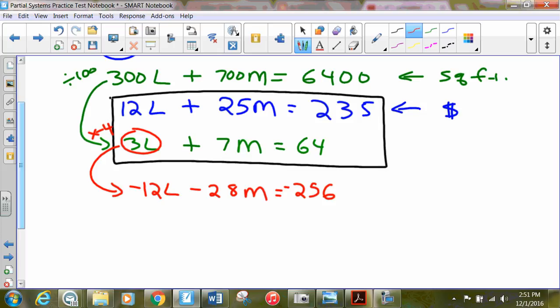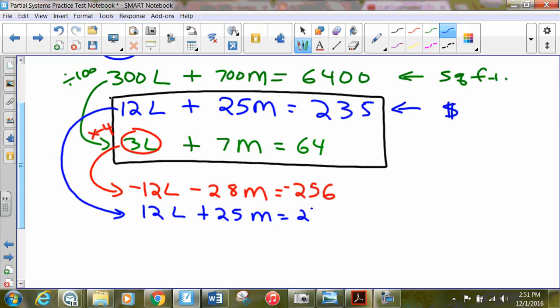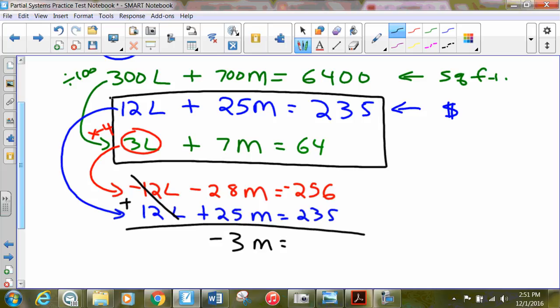And so I've rewritten it, and now I'm going to go ahead and bring down the other equation. I know it gets confusing, we have so many equations, but here are two equations. And I'm going to add them together. So negative 12L plus 12L, gone, eliminated. Negative 28M plus 25M, that's going to be a negative 3M. And then negative 256 plus 235, let's see, 6 minus 5 is 1.